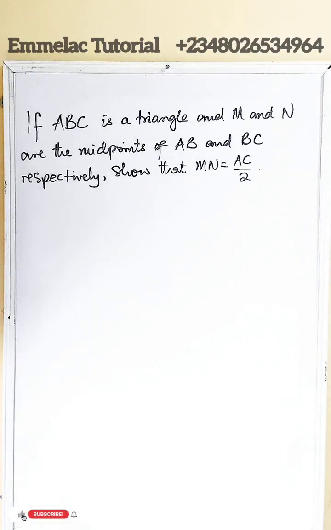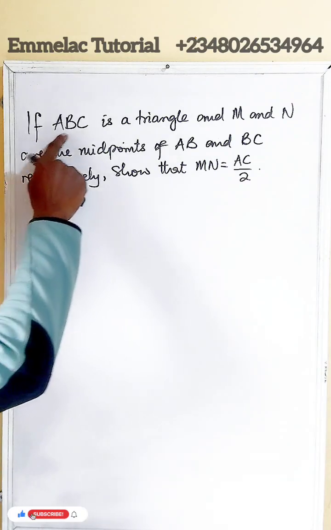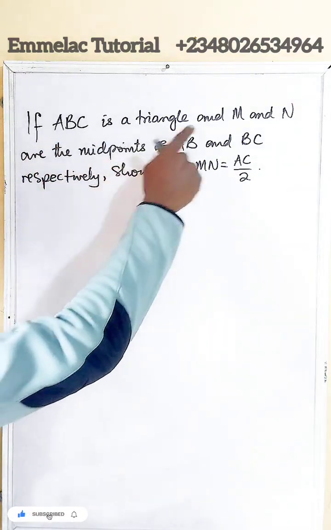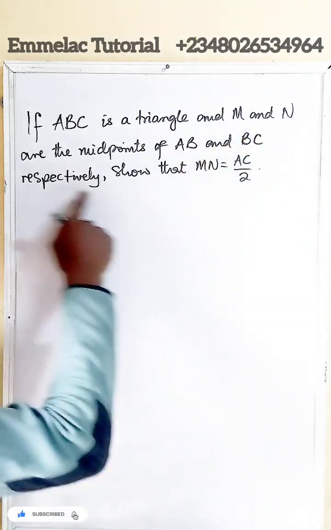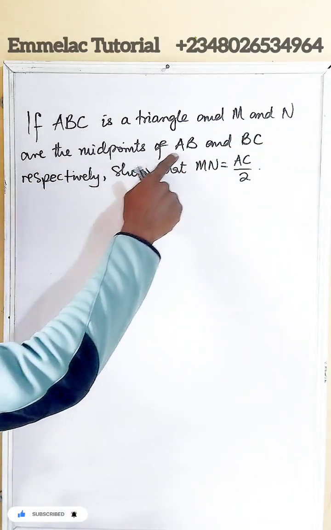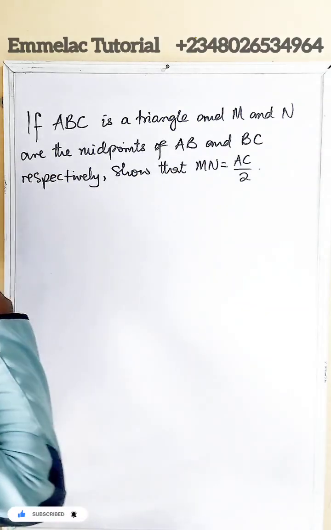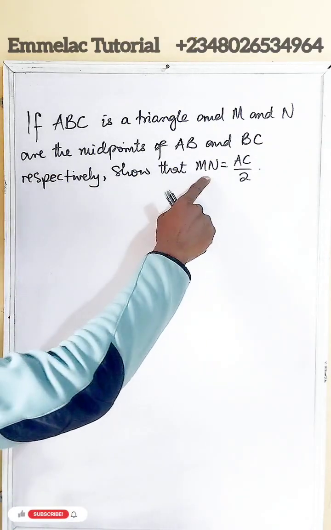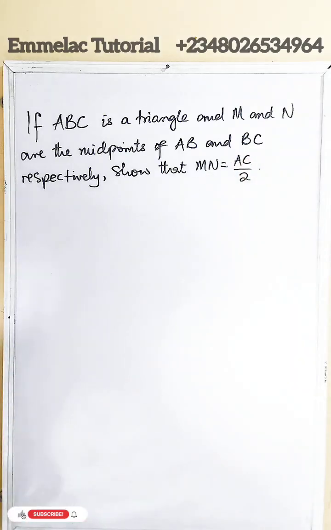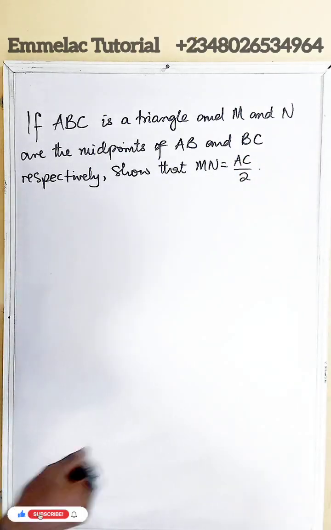Now let's look at this. If ABC is a triangle and M and N are the midpoints of AB and BC respectively, show that MN equals AC all over 2. Now let's first of all draw out the triangle.